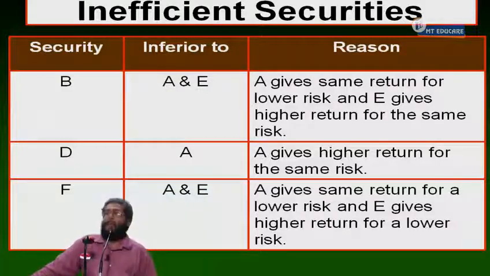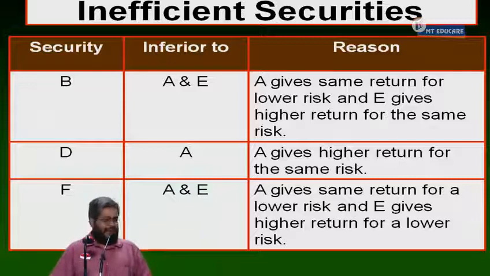Now, perfect positive correlation, R is equal to plus 1. They want to now combine the two securities, what and what? A and C. In what proportion? 75% and 25%. A and C. This is a single security portfolio.